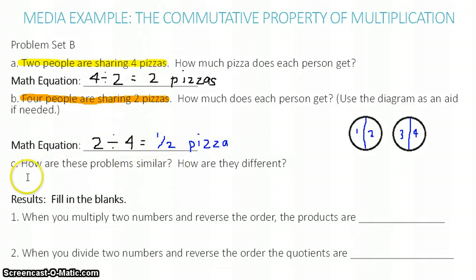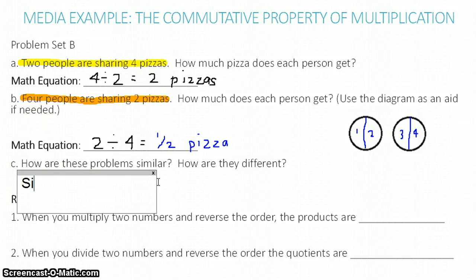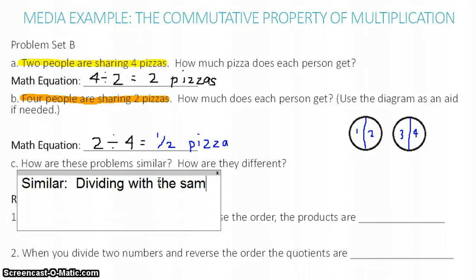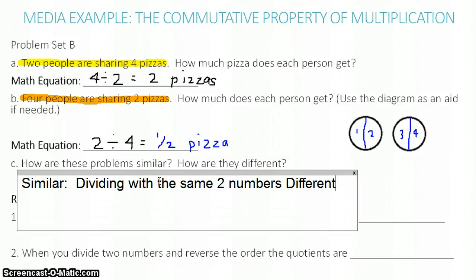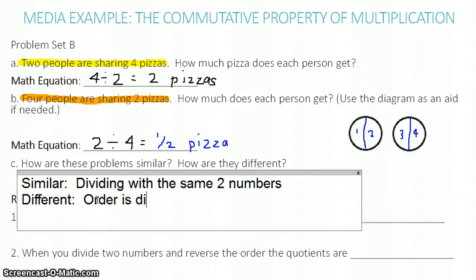So just like the last problem, they're similar because we're dividing with the same 2 numbers, but they're different because the order is different and the quotient or the final answer is different.